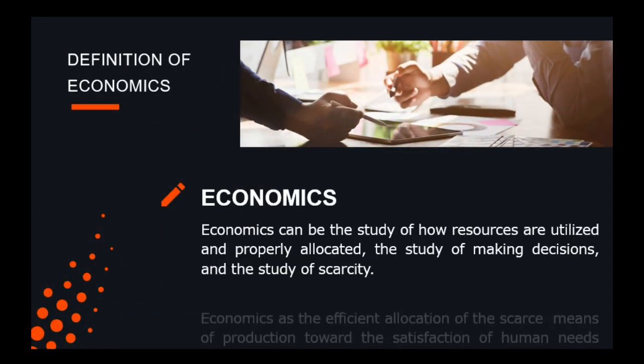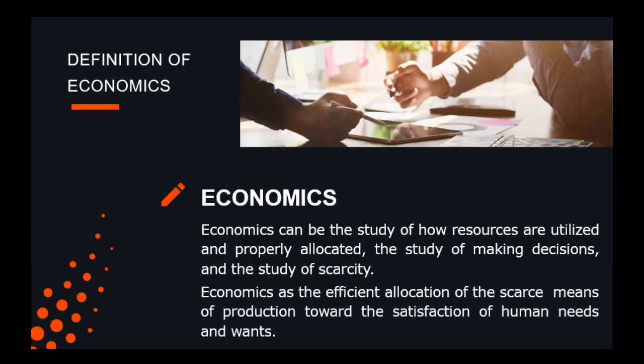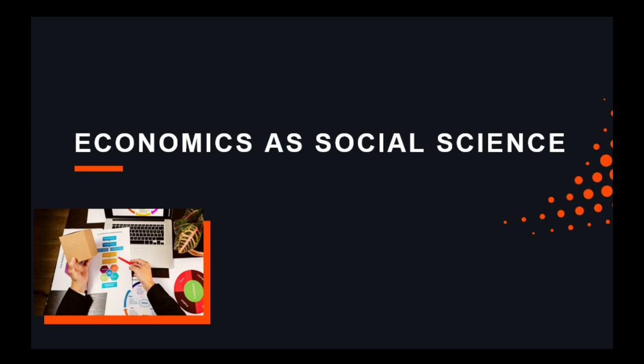First, let us define economics. Economics can be the study of how resources are utilized and properly allocated, the study of making decisions, and the study of scarcity. Economics is the efficient allocation of the scarce means of production towards the satisfaction of human needs and wants. Now, let's move forward with economics as social science.